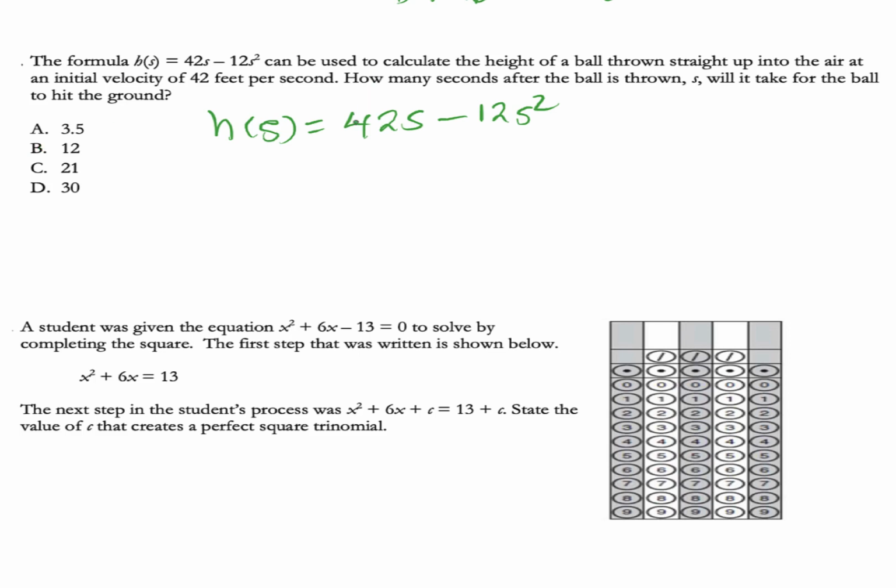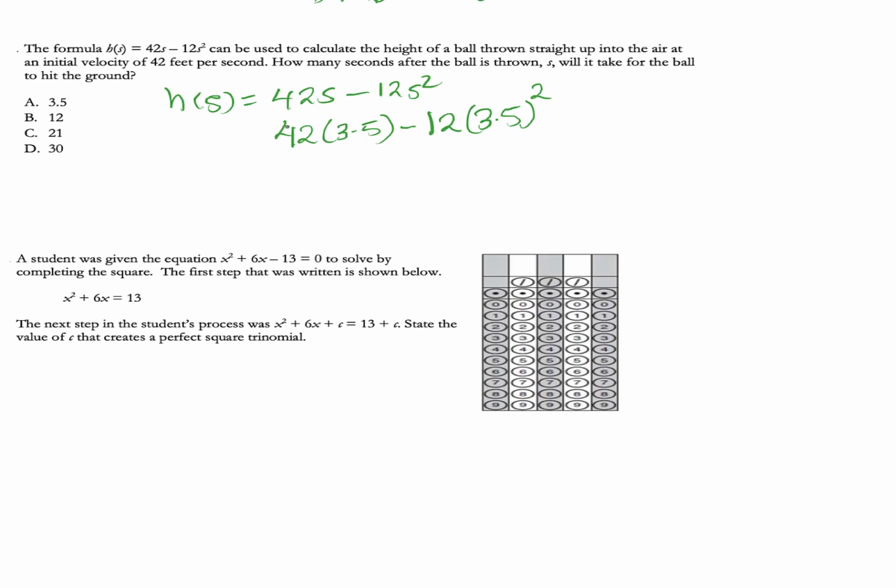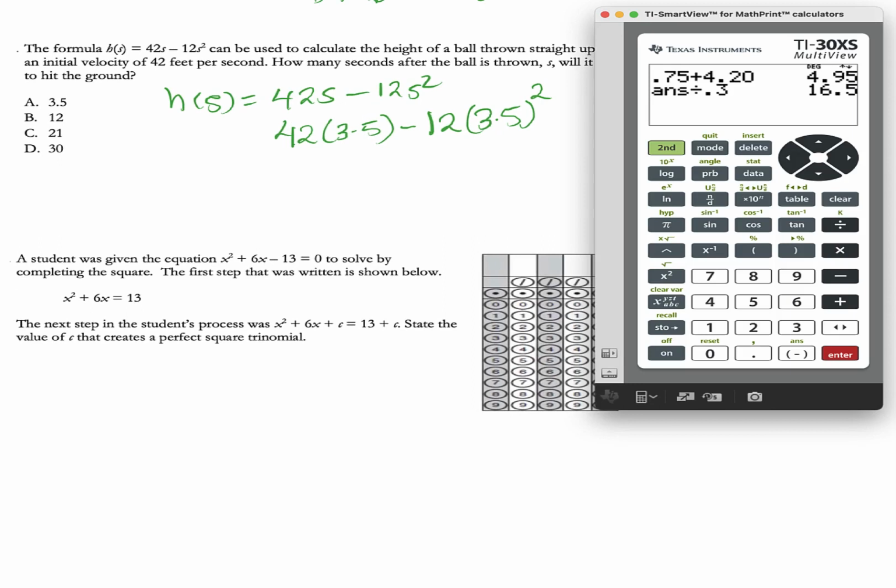So in order to solve this, one of these is the answer. So I'm going to take this and replace it wherever I see S. And if I get a 0, it means that's my answer. So I'm going to take 42, and this is my S, so this will be 3.5, minus 12, and then this will be 3.5 all squared. Now, from looking at this question, I can tell you right away this will be a calculator question. So I'm going to get my calculator.